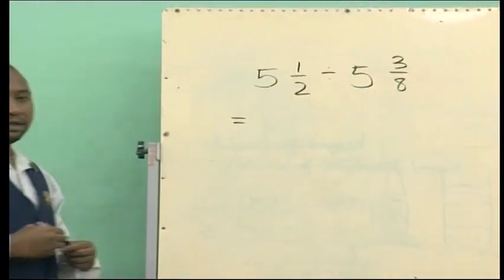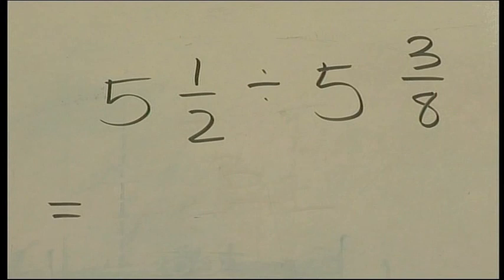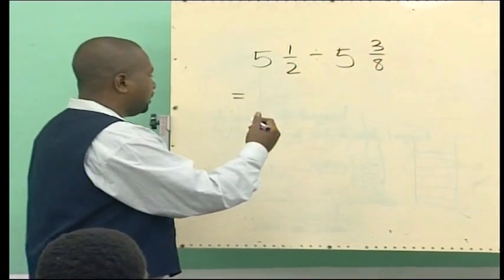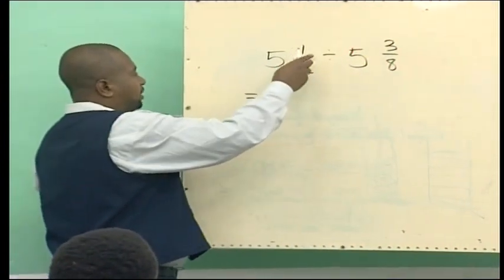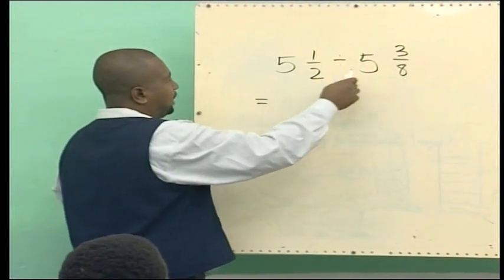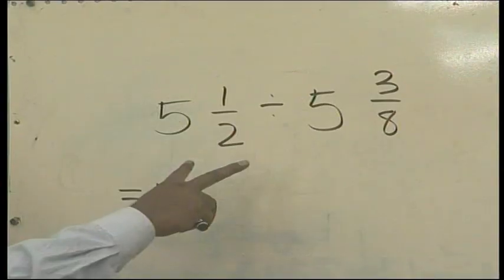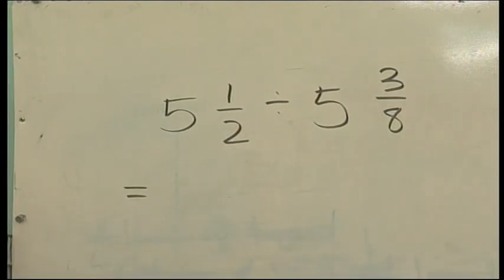7As and receiving students, what is the first step that we have to do in order to divide a mixed number? What is the first step? Ruben: Write mixed numbers as improper fractions. Very good. So, these two mixed numbers here, 5.5 and 5 and 3/8, we are going to change to improper fractions.